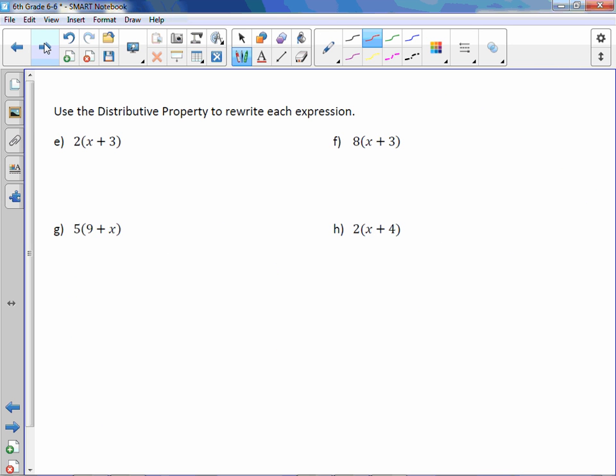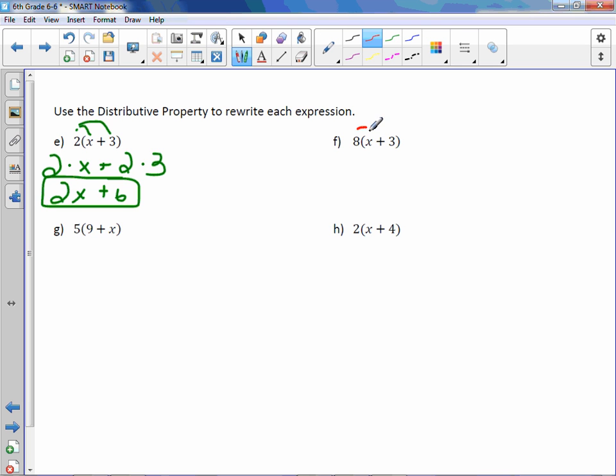Use the distributive property to rewrite each expression. We can also use it with variables. Now, inside the parentheses, I can't add x and 3. I don't know what x is, so I can't just arbitrarily add it to 3. So what I can do to get rid of those parentheses is distribute that 2. So 2 times x plus 2 times 3. 2 times x, I don't know what it is, so I can leave it as 2x plus 2 times 3 is 6. And we would leave it as an algebraic expression. We don't know what x is, so we can't find a numerical solution.